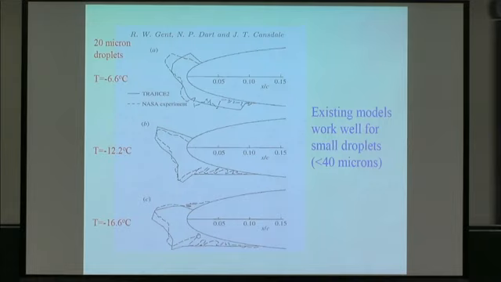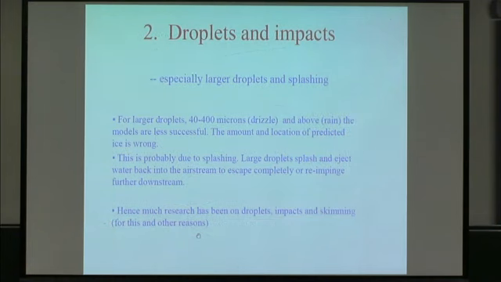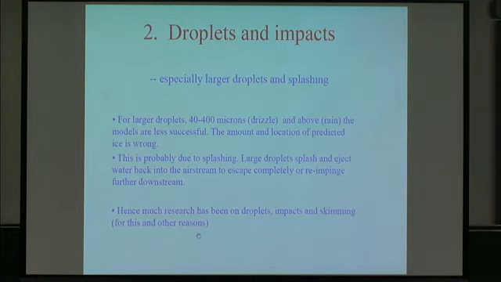So those are the existing models. They work very well for smaller droplets, but not if the droplets are 40 microns or above. So that brings us on to droplets, which have a significant effect during all this, especially the larger droplets which produce splashing. Larger means 40 to 400 microns, typically, and the engineering models then struggle, believed to be due to splashing and the consequent effects further downstream on an aircraft or on any structure.